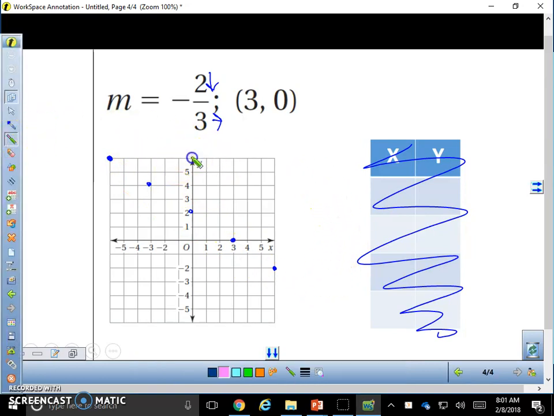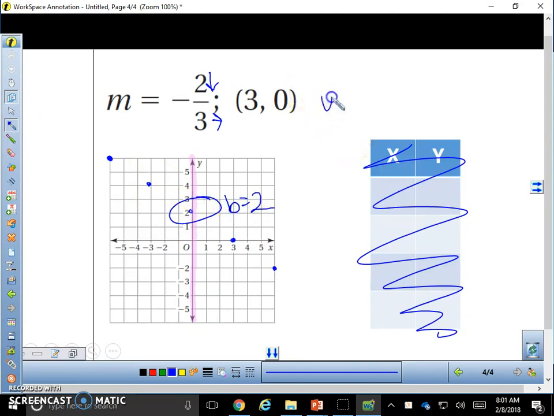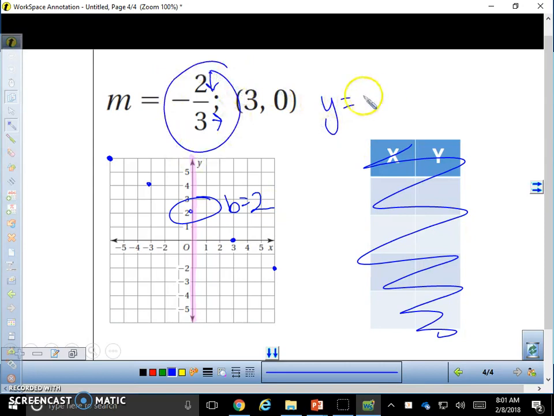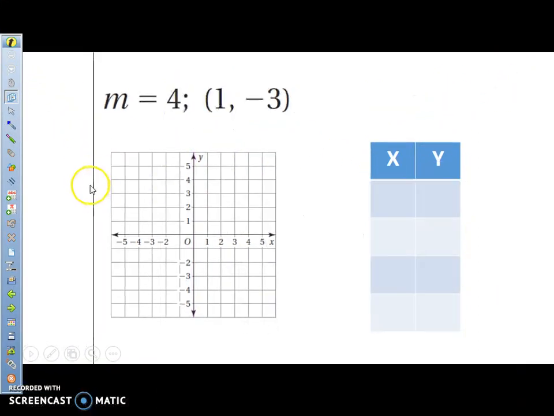Looking for the point at which our line crosses the y-axis for our y-intercept, which is right here at b equals 2. So y equals negative 2/3 x plus 2. Done. Ooh, there was one more.